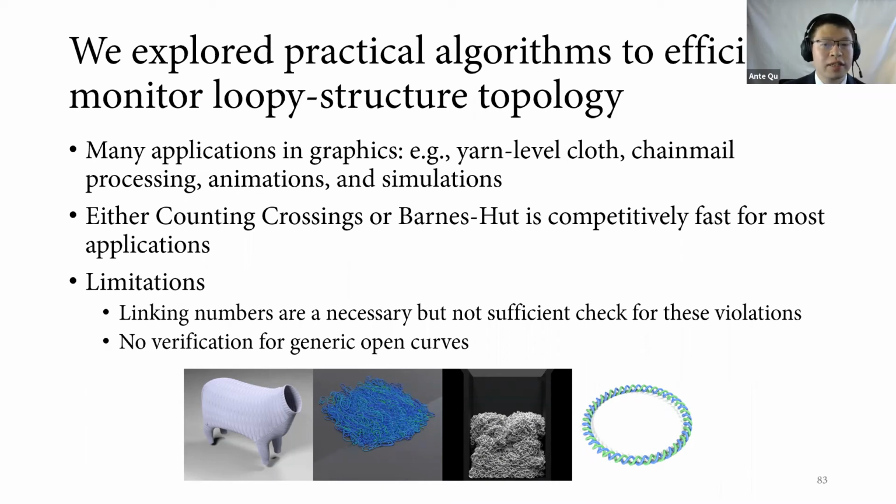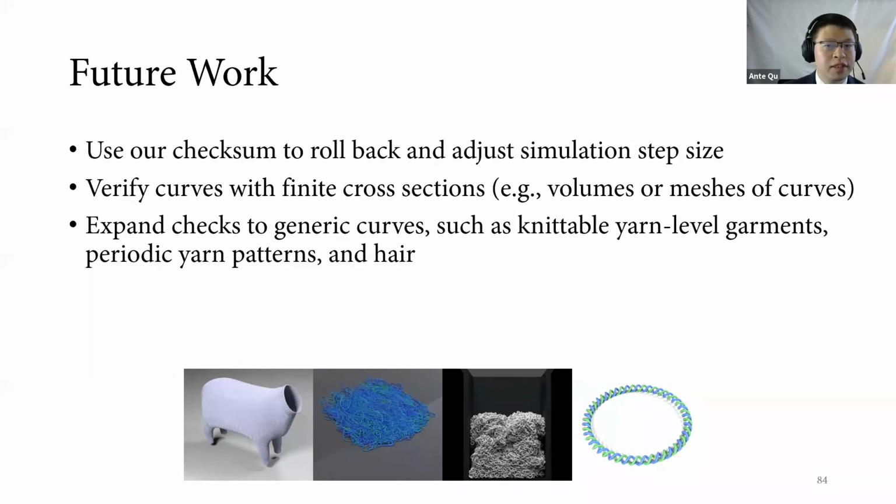One limitation is that linking numbers are only a sanity check. It's possible for multiple quick pull-throughs, for example, to end up with the same linking numbers. The other limitation is that we still cannot verify generic open curves. This leads to our recommendations for future work, which include simulation rollbacks, verifying curves with finite cross sections, as well as expanding our checks to generic curves.